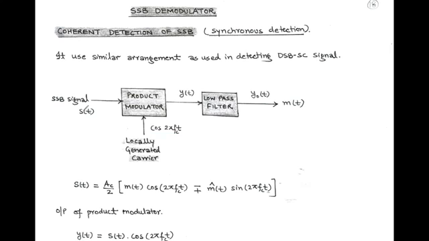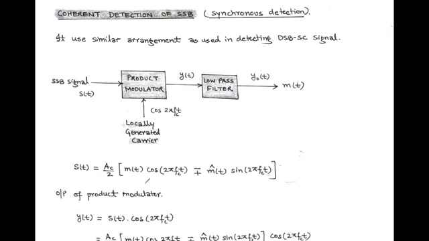Another input of the product modulator is SSB signal, that is represented by S function of t, and it is given by Ac by 2 within bracket m(t) cos 2 pi fct minus plus m cap t sin 2 pi fct. Here m cap t is the Hilbert transform of message signal m(t).